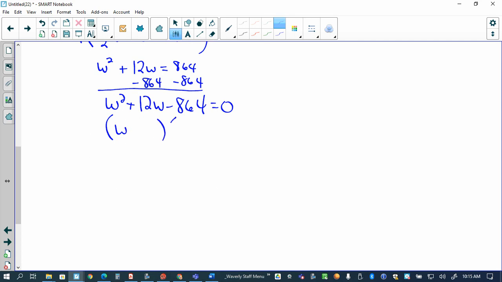W squared plus 12W minus 864 equals 0. Now, I know what you're thinking: oh my God, how do I find numbers that multiply to negative 864 and also add to 12? Maybe you can find it by tinkering around with it, and I did, but you guys, not me.